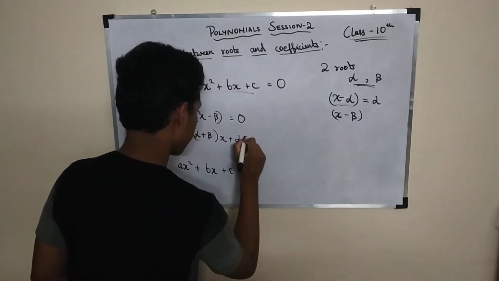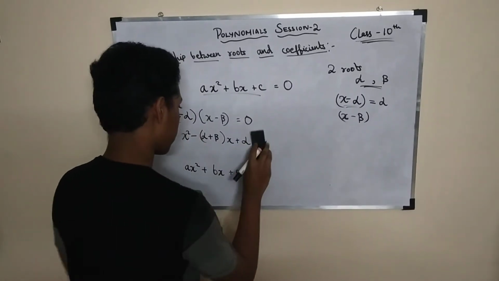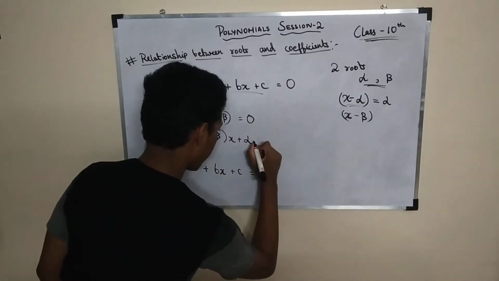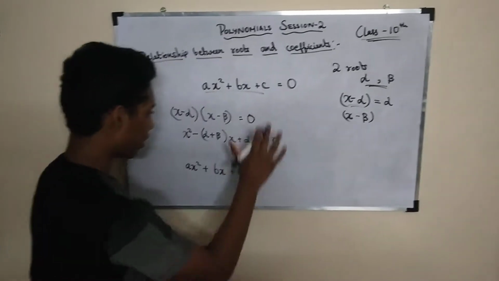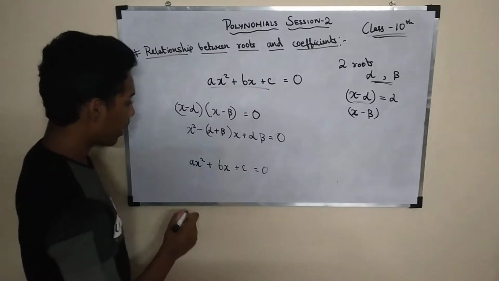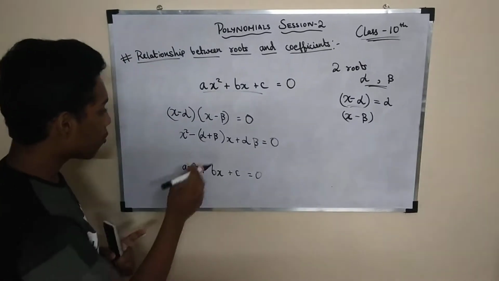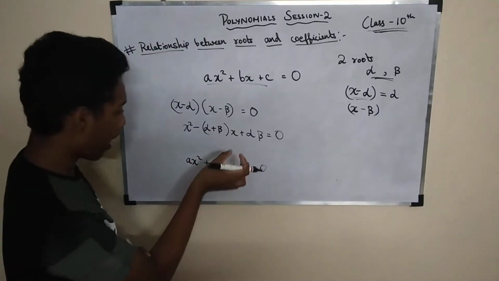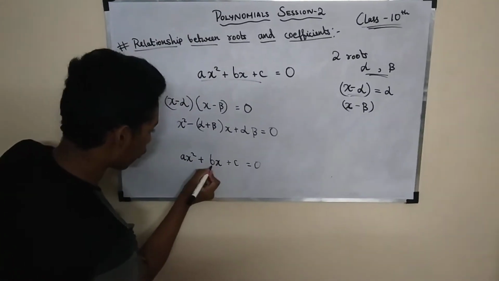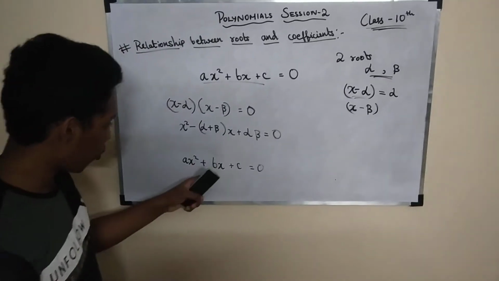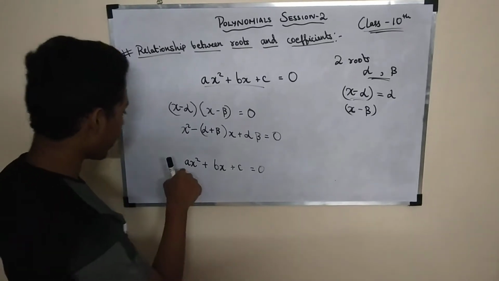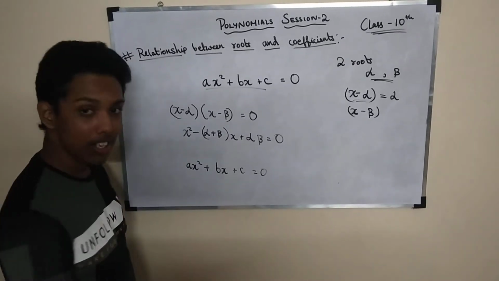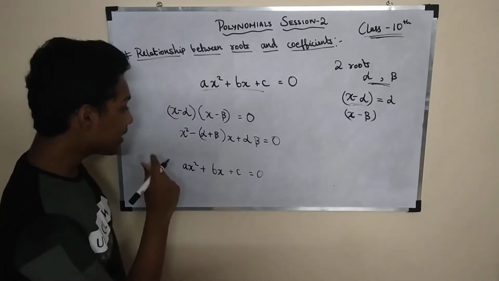And this alpha beta will also give you 0. So just equate these two. Now let's say we want a relationship between roots and coefficients. This is the coefficient and this is the roots. So this a here is an extra coefficient. Now let's see how to remove that.